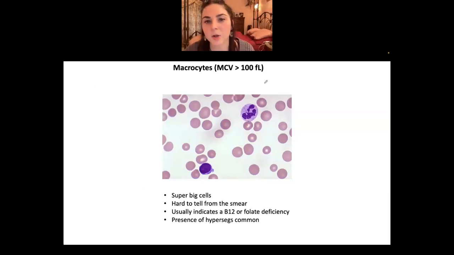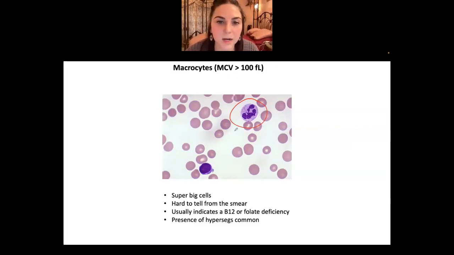Here's a macrocyte. Macrocytes are really giant red cells. Again, really hard to tell from the smear. But what can always help you is if you have a hypersegmented neutrophil, which is what this is, a hyperseg. This has more than 5 nuclei. Actually, it has 1, 2, 3, 4, 5. Yeah, so this has 6 nuclei. This is a hypersegmented neutrophil.